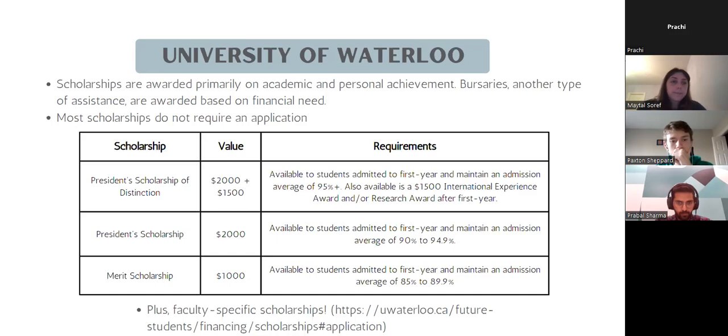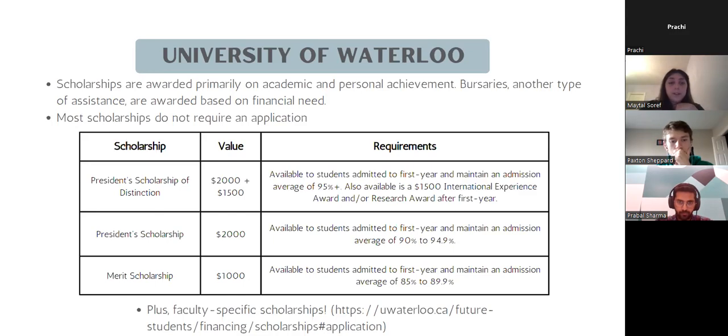So the University of Waterloo has the President's Scholarship, which is around $2,000 or $1,500. It's for students that come in with an average of 95 plus. Also available is a $1,500 International Experience Award and Research Award for after first year.